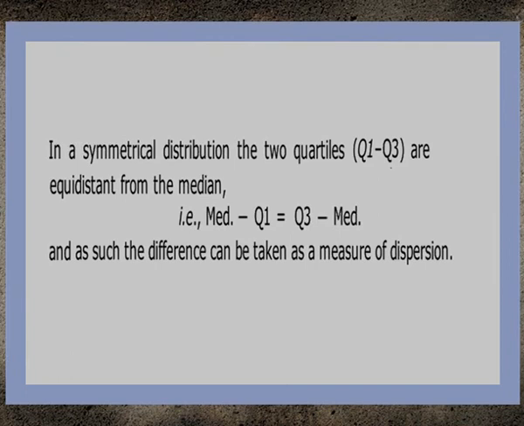In a symmetrical distribution, the two quartiles Q1 and Q3 are equidistant from the median. That is, median minus Q1 is equal to Q3 minus median, and as such, the difference can be taken as a measure of dispersion. Quartile deviation is an absolute measure of dispersion.